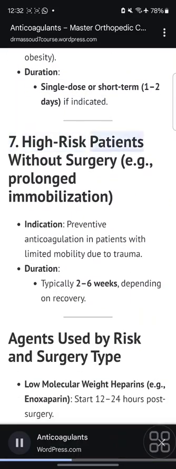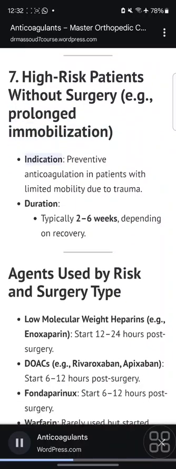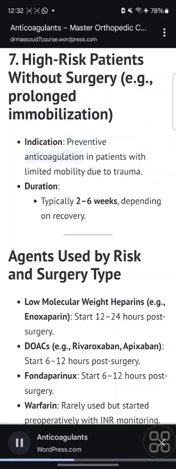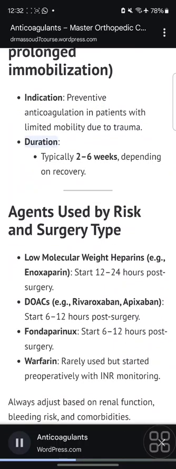7. High-risk patients without surgery, e.g., prolonged immobilization. Indication: preventive anticoagulation in patients with limited mobility due to trauma. Duration: typically 2 to 6 weeks, depending on recovery.